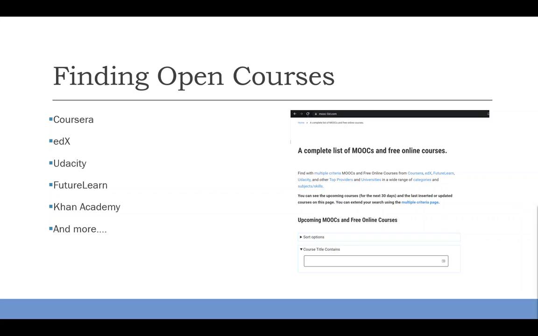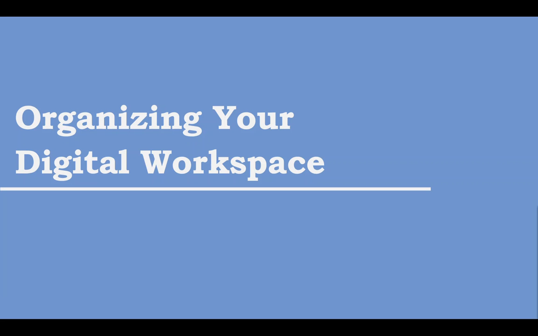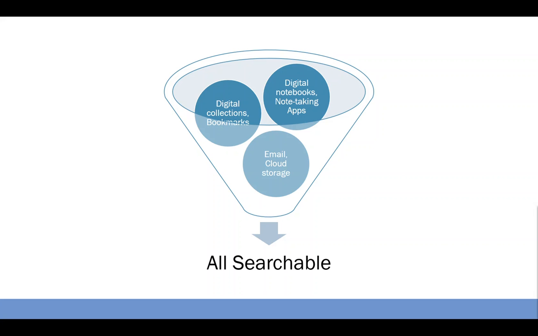So let's say you figure out a good way to come up with all your ideas and to continually learn your stuff. The next challenge comes with finding the things that you need. It's with organizing your digital workspace, right? And this is another personal preference thing. You can choose a lot of different ways to do this. But it might include something like digital notebooks or note-taking apps, different digital collections or collections of bookmarks, email, cloud storage.